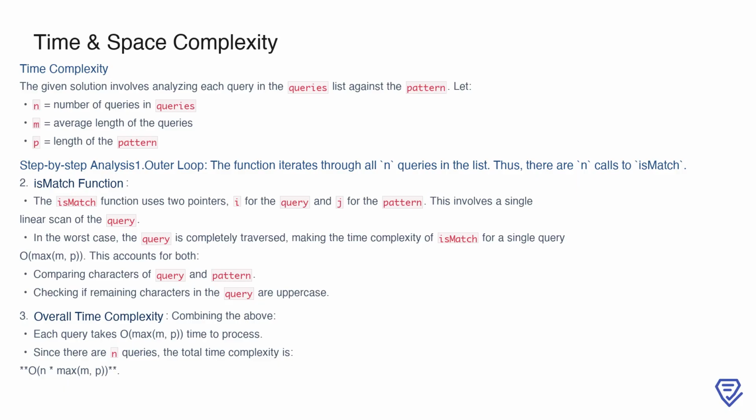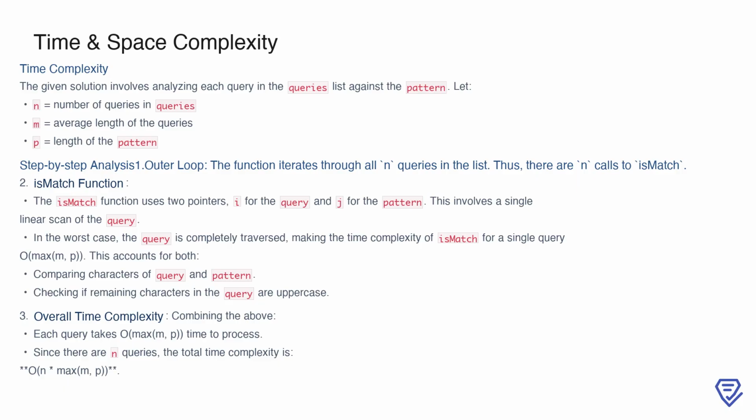To determine the time complexity of this solution, we start by analyzing how it processes the queries list and matches them against the pattern. Let's define n as the number of queries, m as the average length of the queries, and p as the length of the pattern. The function iterates through each of the n queries, which means the outer loop makes n calls to the isMatch function. Now, within the isMatch function, two pointers are used, one for the query and another for the pattern. These pointers allow for a linear scan of the query, ensuring that each character is checked exactly once.